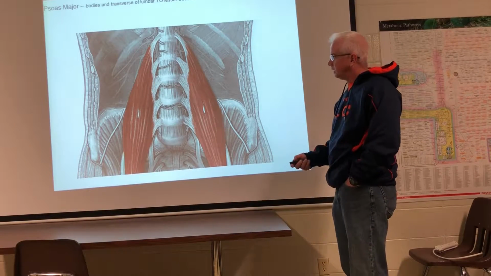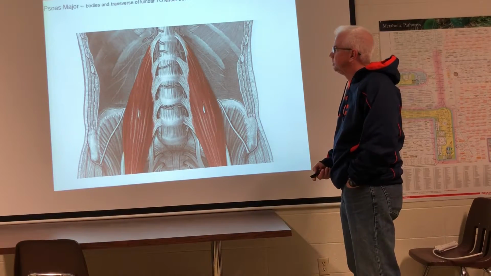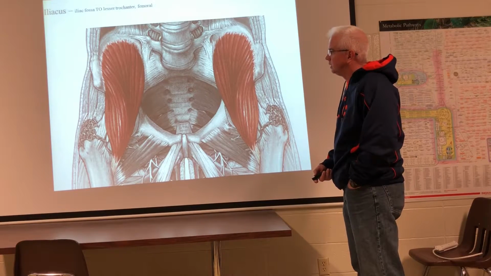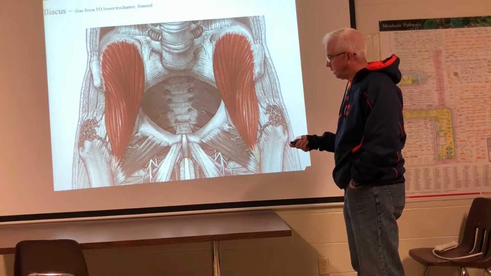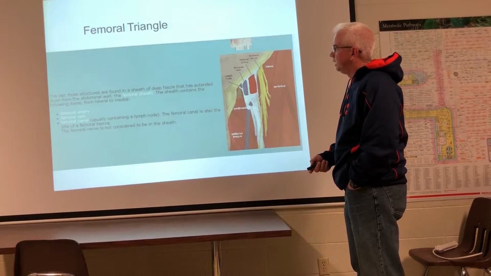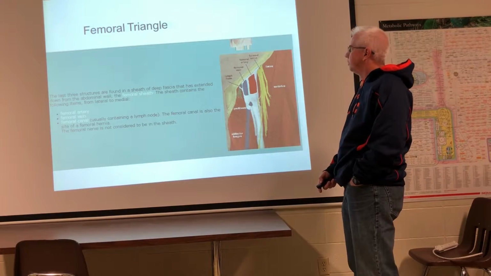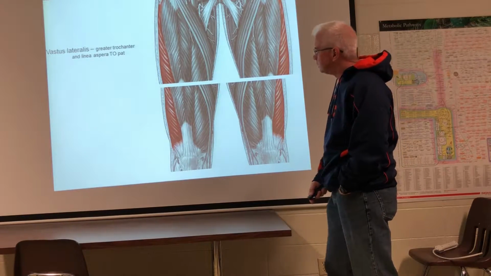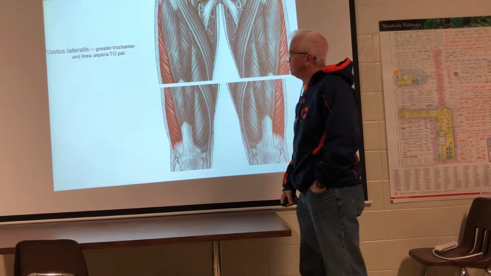All right, so here they are again. Here's the psoas major. You remember this picture. And there's the iliacus right there. So there's your pectineus right there. And the contents I mentioned to you already. All right. Now let's do the quadricep muscles, four of them.